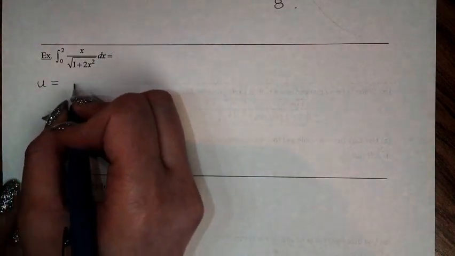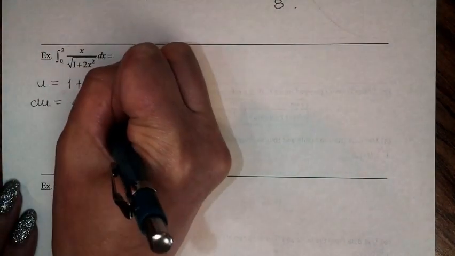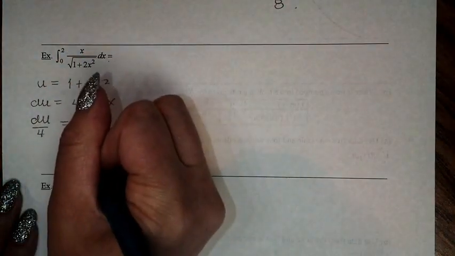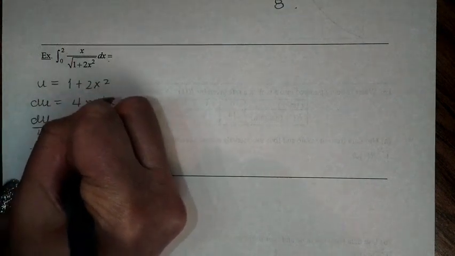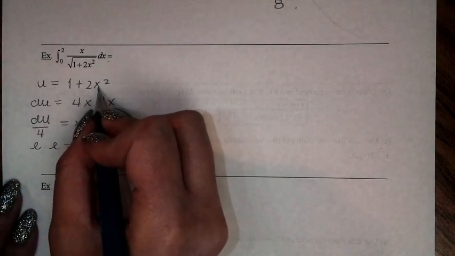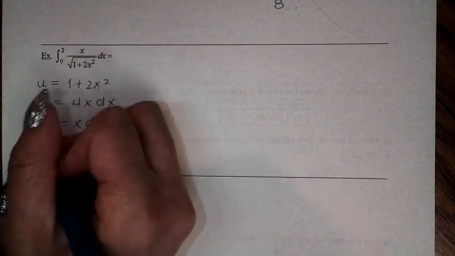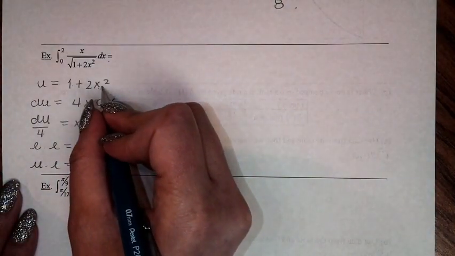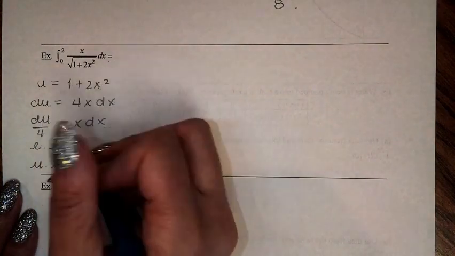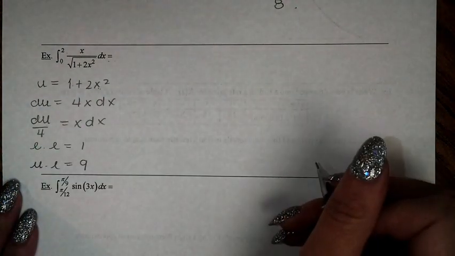So u is going to be 1 plus 2x squared, and the derivative of that is going to be 4x dx. Again, we don't have the 4, so du divided by 4 is equal to x dx. That's what we have here and here. Again, the lower limit 0, you plug it here, so 1 plus 0 is going to be 1, and for the upper limit of integration, you plug in the 2 here, so 2 times 2 is 4, 4 times 2 is 8, plus 1, that's a 9. So that's what we have.